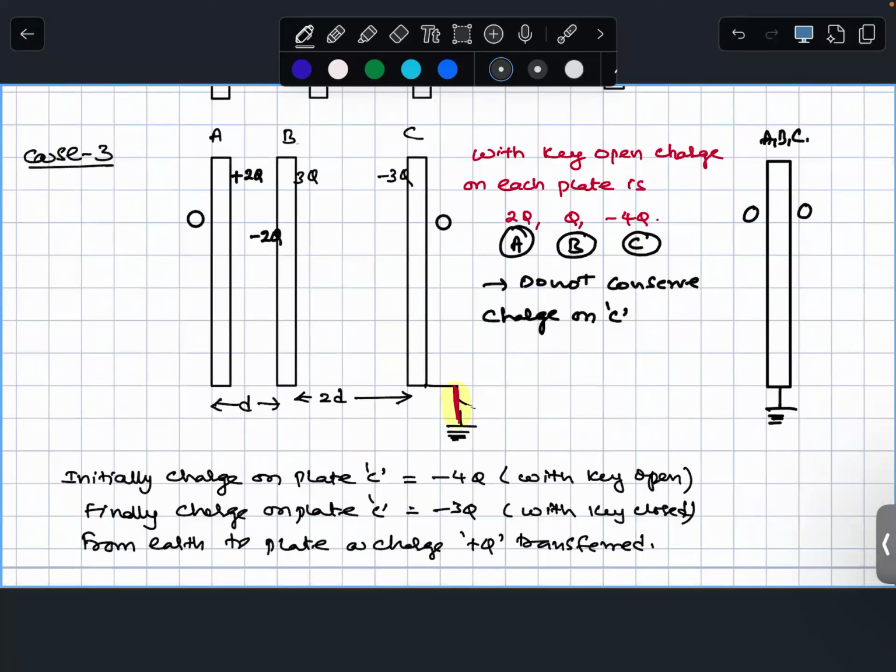Okay, I can answer it in a different way also. What is the total charge of your system before the key is closed? Minus q. To make the total charge 0, what is required? Plus q. So that has flown from earth to the system, and that made the entire charge distribution 0. Any doubts?